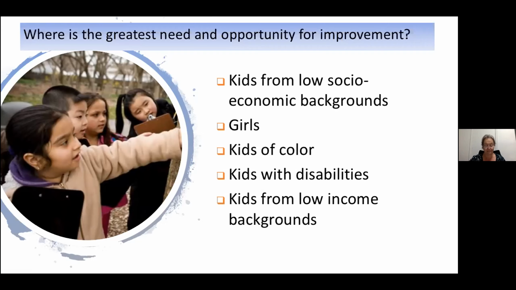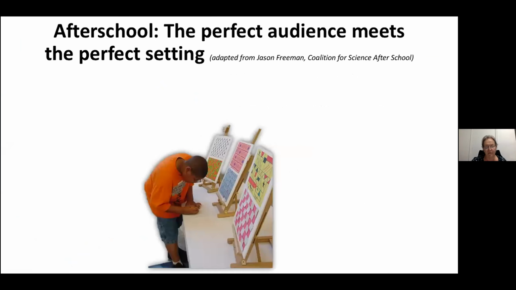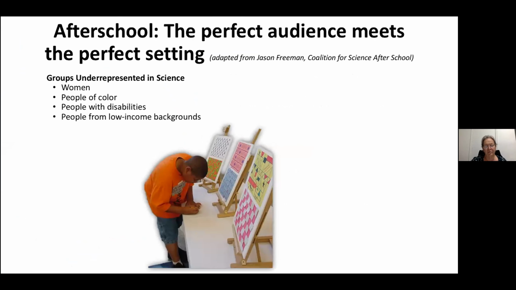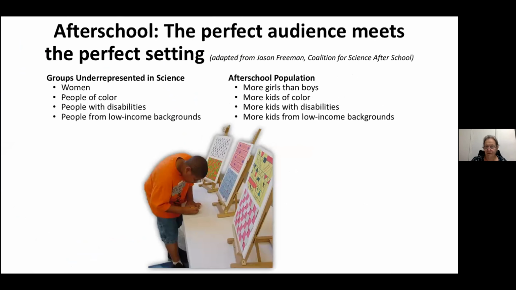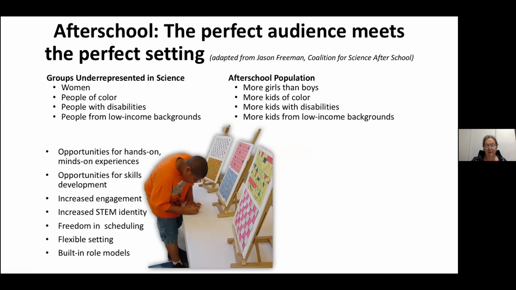But the nice thing is that we are in the perfect setting to address this. So who's underrepresented? Who's in after school? More girls than boys, more kids of color, more kids by percentage with disabilities, and more kids from low income backgrounds. And after school, there are opportunities for hands-on, minds-on experiences. We are not bound by the constraints that day school educators are bound, right? A lot of times they have a pacing calendar, a scope and sequence. In after school, if you want to, fly a plane out the window and then go see where it lands, you can pretty much do it. In school, you can't do it.